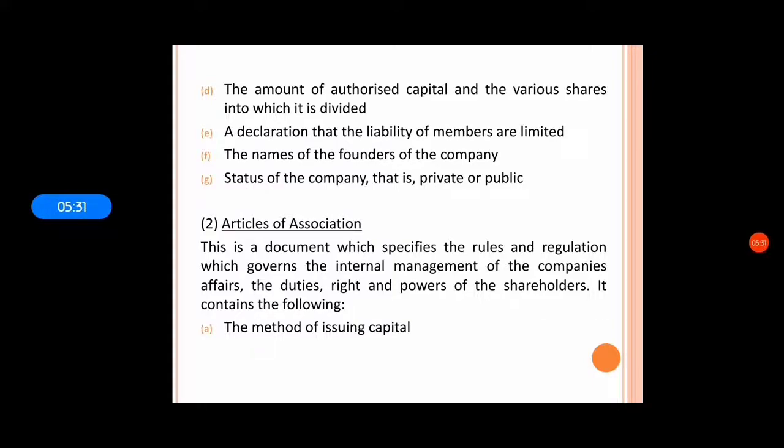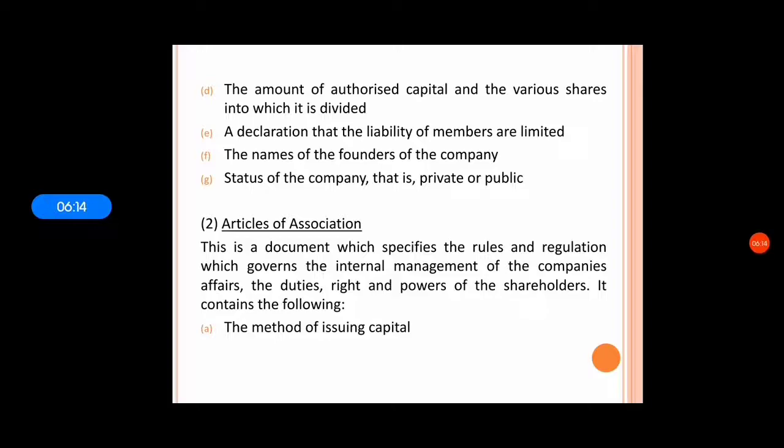This is very important. Every member that will be involved in a limited liability company must be assured that their liability is what? Limited. It means if in case of any problem or any liquidation, they will only lose their shares and not their properties. The next one, the names of the founders of the company. Yes, the names of those who have come together to establish the company must also be written in Memorandum of Association. Then the status of the company. Is the company a private limited liability company or public limited liability company?